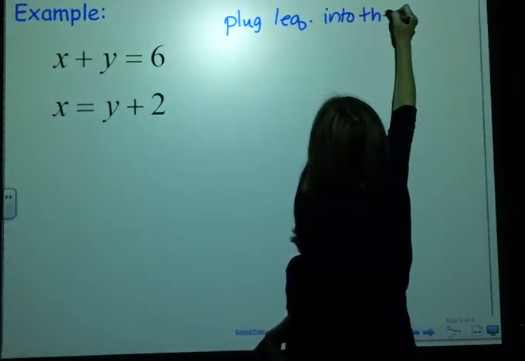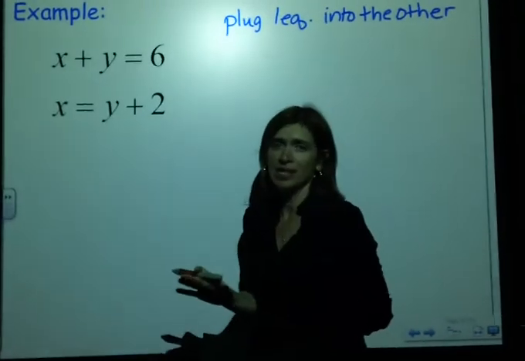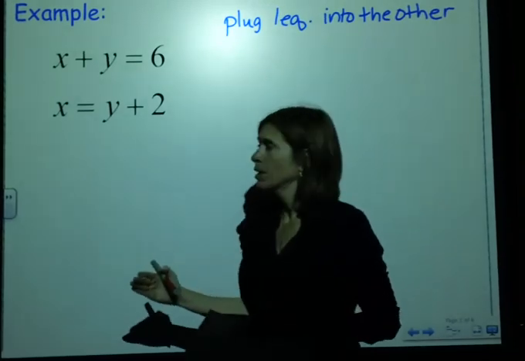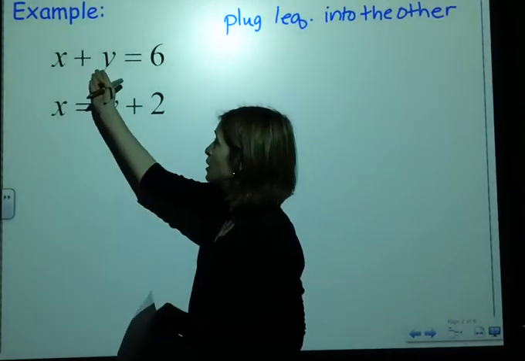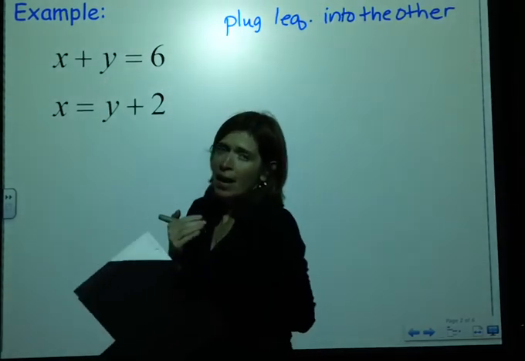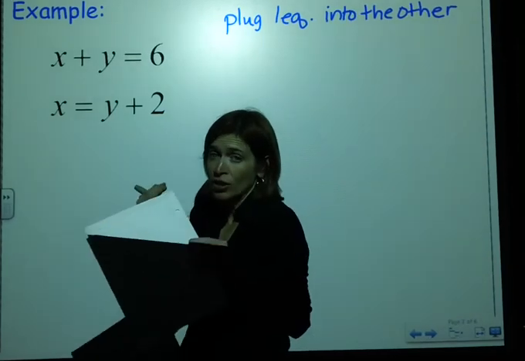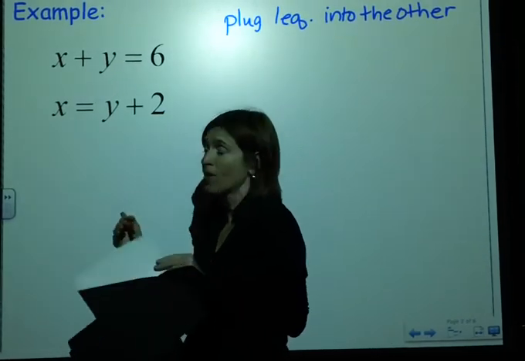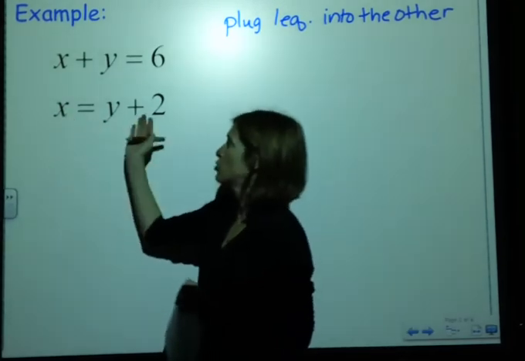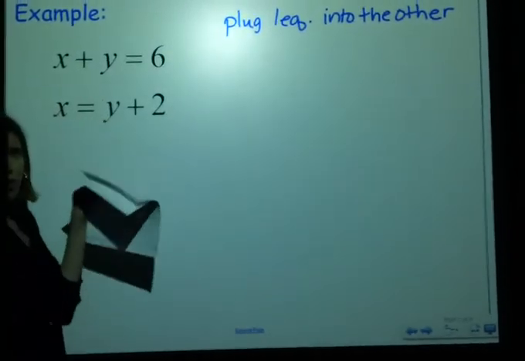Write that down. Now, in order to do that, one of the equations has to have one variable solved for. What I mean by solved for is, x plus y has both variables on one side. It doesn't have x solved for or y solved for, like x in terms of y or y in terms of x. But this bottom equation, it does. I have x equals y plus 2.